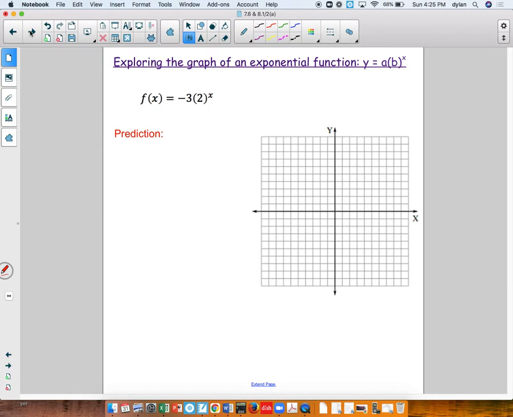All right, so in this case, the -a value here represents a reflection over the x-axis.